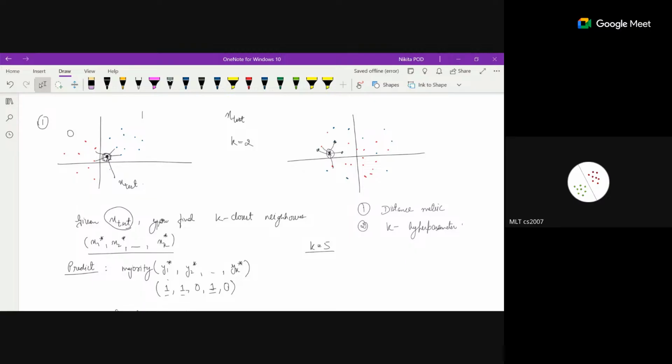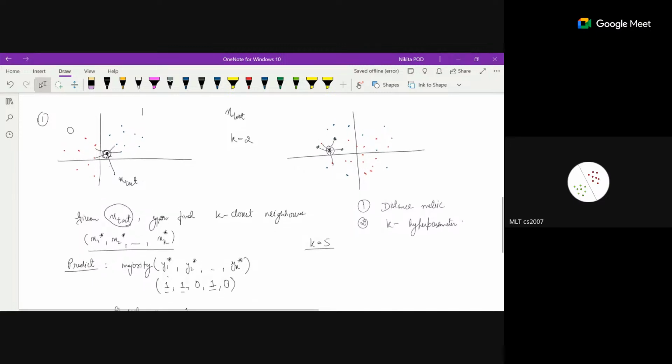So again, this is a very simple model. Can you just explain what is meant by hyperparameter? I'm not saying it's K hyperparameter. I'm saying K is a hyperparameter here.